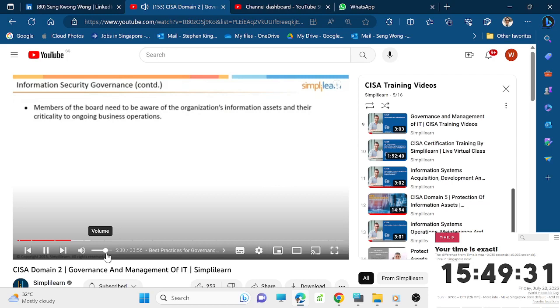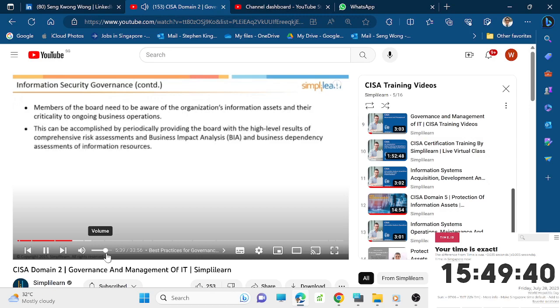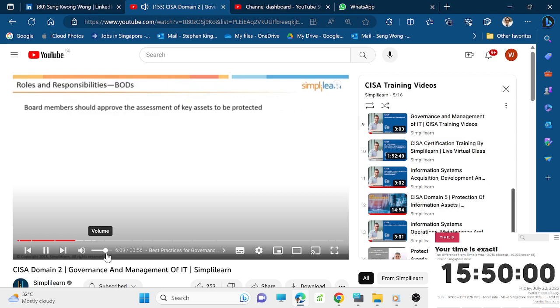Members of the board need to be aware of the organization's information assets and their criticality to ongoing business operations. This can be accomplished by periodically providing the board with the high-level results of comprehensive risk assessments and business impact analysis, BIA. In the next screen, we will learn about the roles and responsibilities of the Board of Directors in information security governance. To ensure proper information security governance, the board members should approve the assessment of key assets to be protected, and that protection levels and priorities are appropriate to a standard of due care.